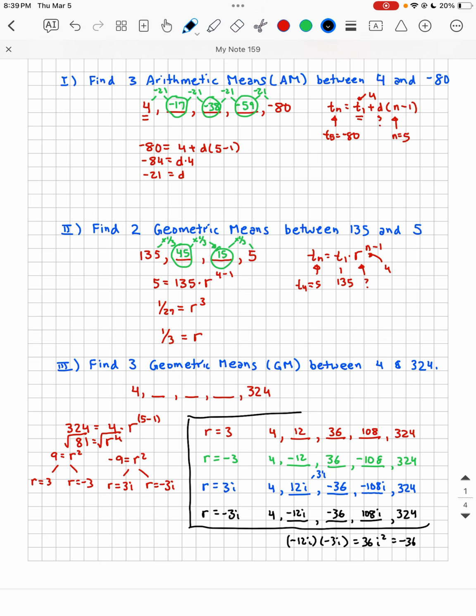So all four of these will satisfy all the conditions. And yes, we do need all four of these as solutions. Whew, quite a bit of work. So just be very careful about that, okay?